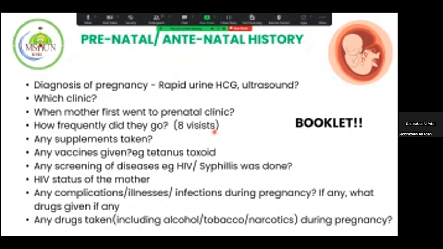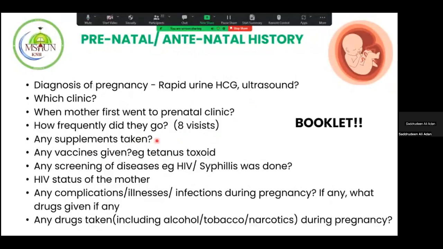At least the minimum should be 4 or 5, but ideally the visits should be 8. So you have the diagnosis of pregnancy, which clinic the mother was on follow-up at, when the first visit was, which is very important, and how frequently they went. Were there any supplements taken? Normally they take something called IFAS, iron and folic acid supplementation. And were there any vaccines given?